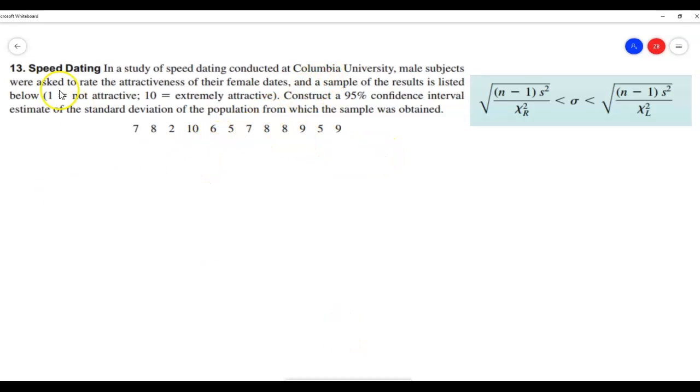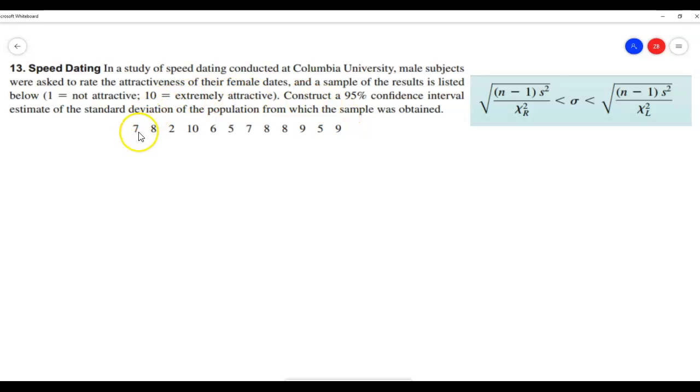Beckstrom, and today I want to take a look at a sample problem from section 7.3. This is on estimating a population standard deviation. So this is number 13 on page 340, and it says, in a study of speed dating conducted at Columbia University, male subjects were asked to rate the attractiveness of their female dates, and a sample of the results is listed below. So 1, not very attractive; 10, extremely attractive. Construct a 95% confidence interval estimate of the standard deviation of the population from which the sample was obtained.